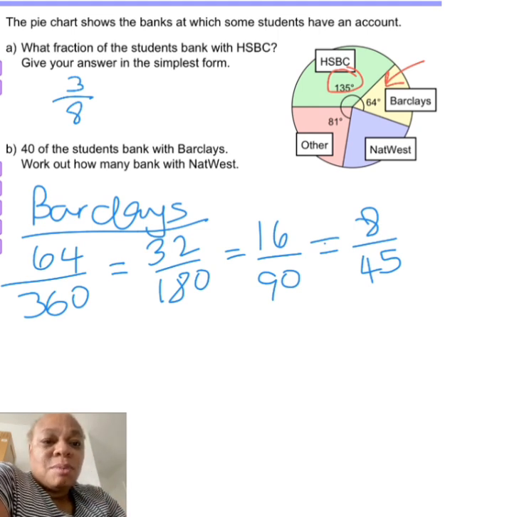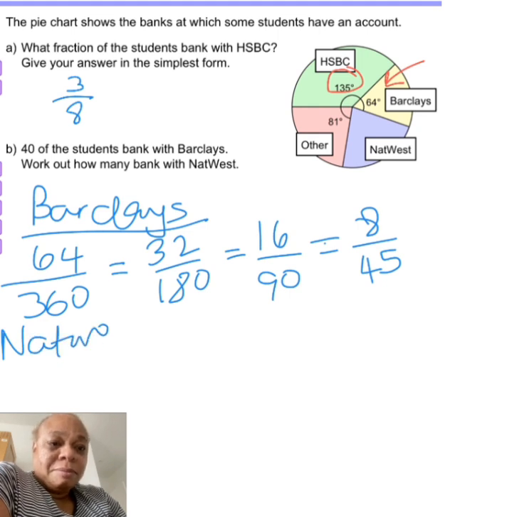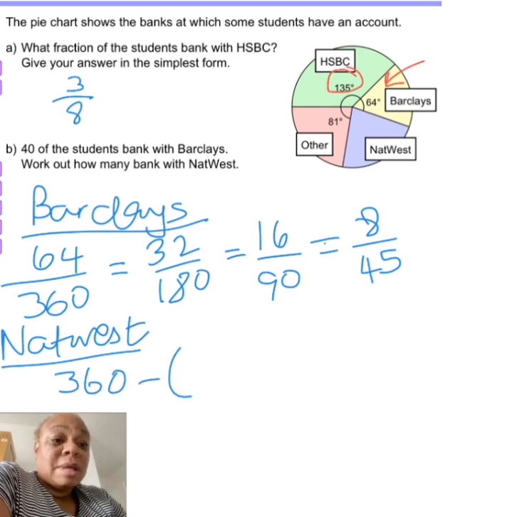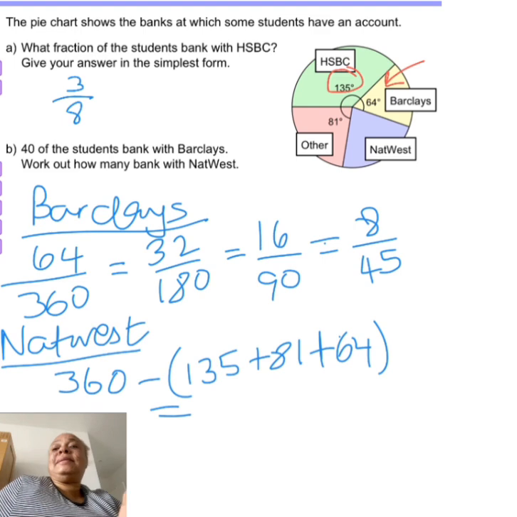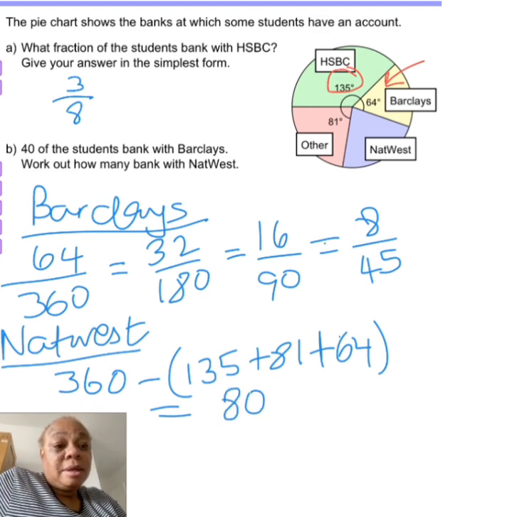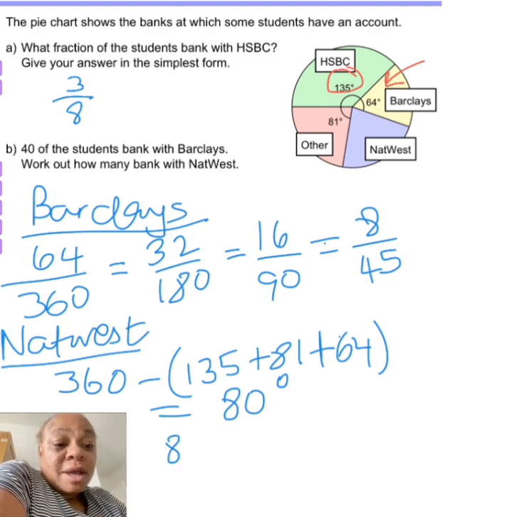With NatWest, they've actually not given us the angle at the center, the angle of the sector, so we're going to have to work it out. And that is 360 take away all the other angles, that's 135 plus 81 plus 64. And that gives us 80 degrees. So the fraction of students who bank with NatWest will be 80 over 360.